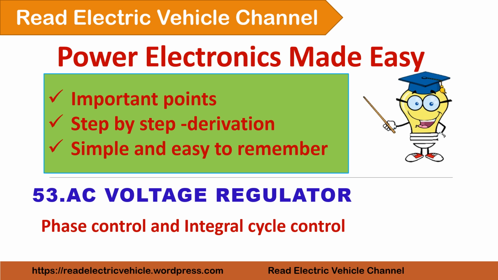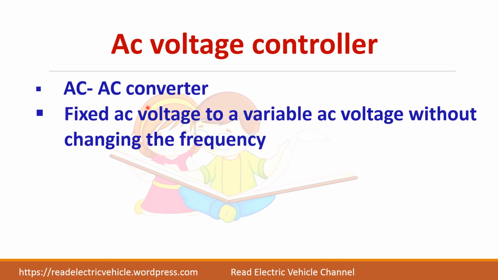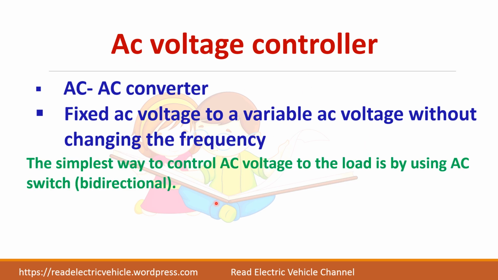In this video, we will see about the types of AC voltage regulator. What is an AC voltage controller? Basically, it is an AC to AC converter. That is, it converts fixed AC voltage to variable AC voltage, but without changing the frequency. You cannot change the frequency in an AC voltage controller. You can change only the magnitude.